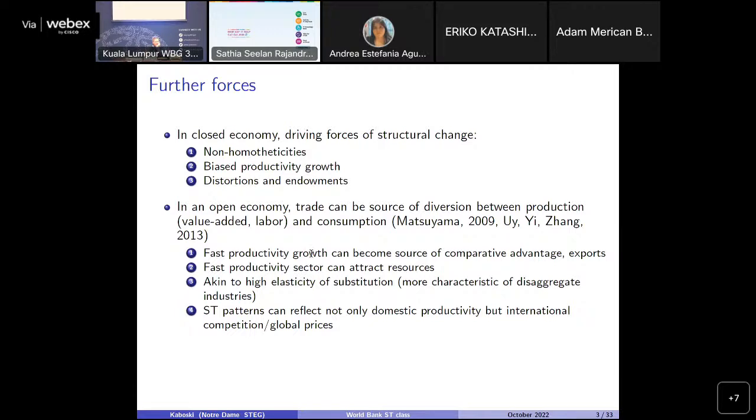What's different about an open economy than a closed economy? Fast productivity growth in an open economy can be a source of comparative advantage. Remember, fast productivity growth in a closed economy moves people out of that sector because you can produce what you need with fewer resources. It can become a source of comparative advantage in an open economy and a source of exports, where you actually attract resources. I've mentioned this last time too, which is it's akin to having a high elasticity of substitution. On some level, you could have an infinite elasticity of substitution, like in a Ricardian model, where what you produce is infinitely elastic to relative prices.